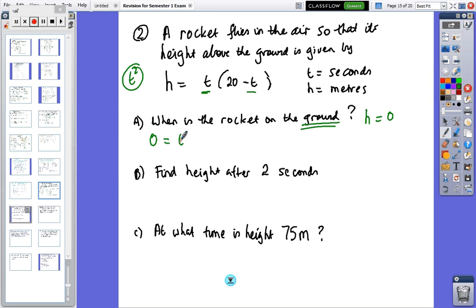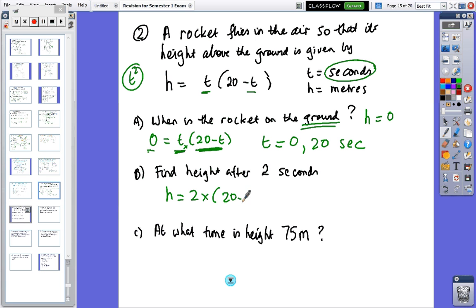So 0 equals t bracket 20 minus t. So we've got a quadratic with 2 things multiplying to 0. So the first thing must be 0, or the second thing must be 0, which means we've got 20, and the units are seconds. So the rocket's on the ground at the start and after 20 seconds. Find the height after a few seconds. That's the substitution. So height equals 2 times 20 minus 2 equals 2 times 18. So the rocket is at 36 meters. Units is meters, so it's not going very high.